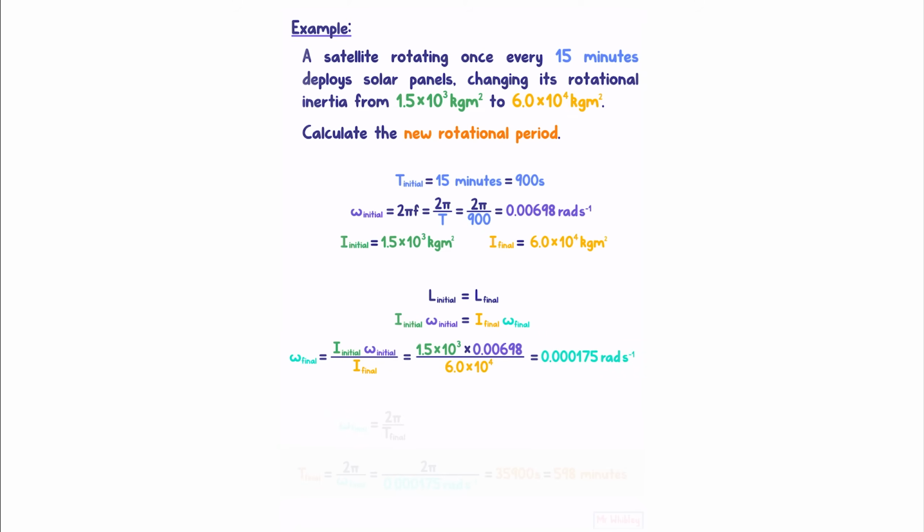0.000175 radians per second. And now, as mentioned earlier, we know that we can write angular velocity as 2 pi over the period. Solving that for T final gives us 2 pi over omega final. Putting our numbers in gives me 35,900 seconds, or 598 minutes.